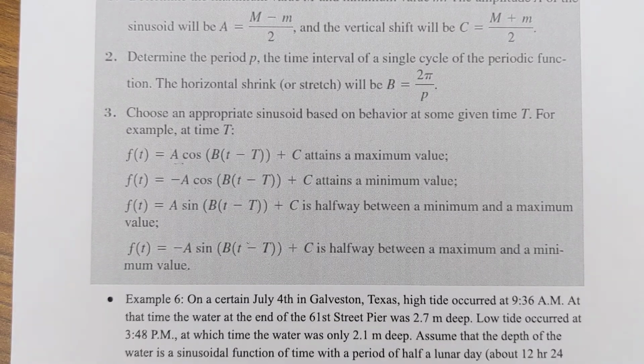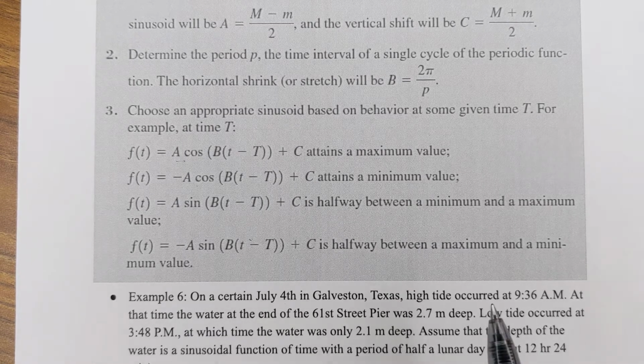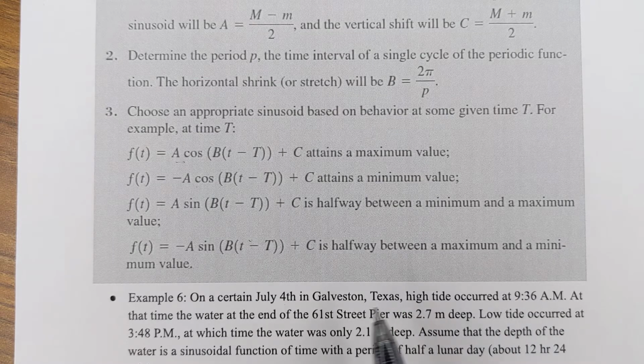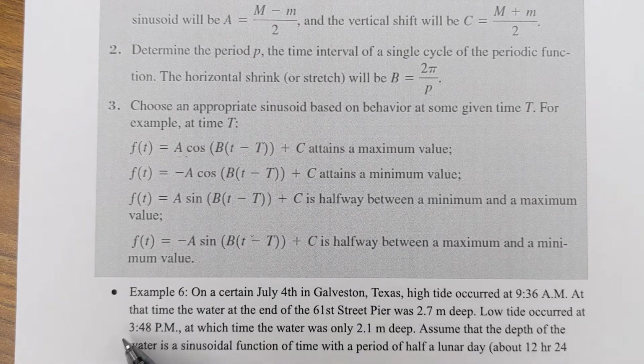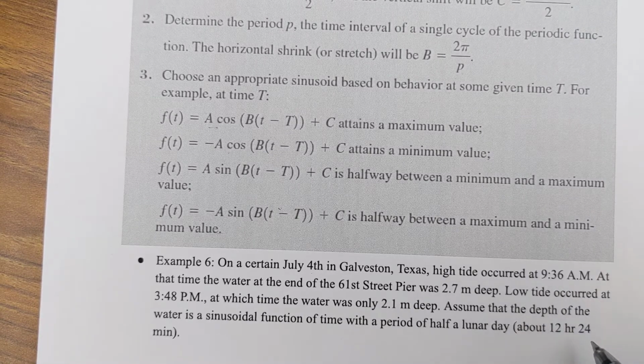Okay, so example 6. On a certain 4th of July, high tide occurred at 9:36 a.m. At that time, the water at the end of the 61st Street Pier was 2.7 meters deep. Low tide occurred at 3:48 p.m., at which time the water was only 2.1 meters deep. Assume that the depth of the water is a sinusoidal function of time with period of half a lunar day, 12 hours, 24 minutes.